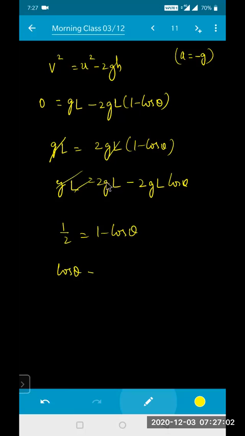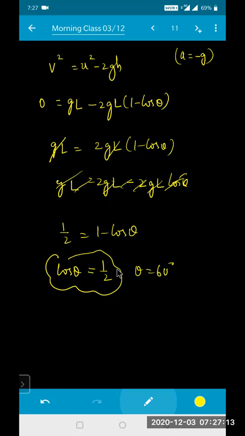I need not write this step now. Cos theta value is 1/2, so theta is equal to 60 degrees. That means it is making an angle of 60 degrees with the vertical to oscillate.